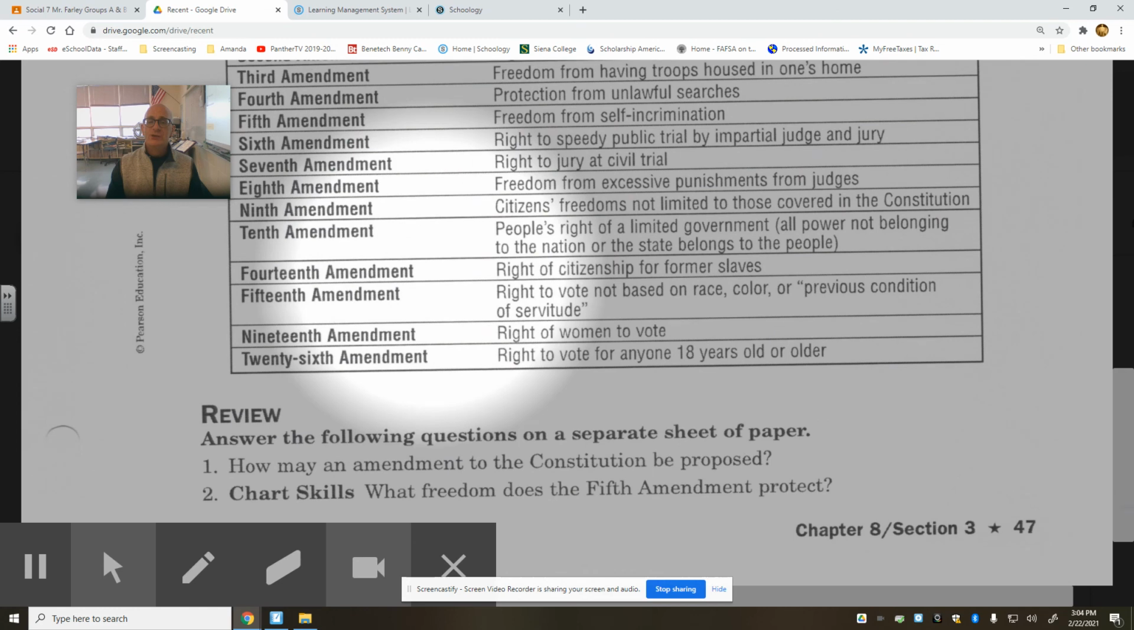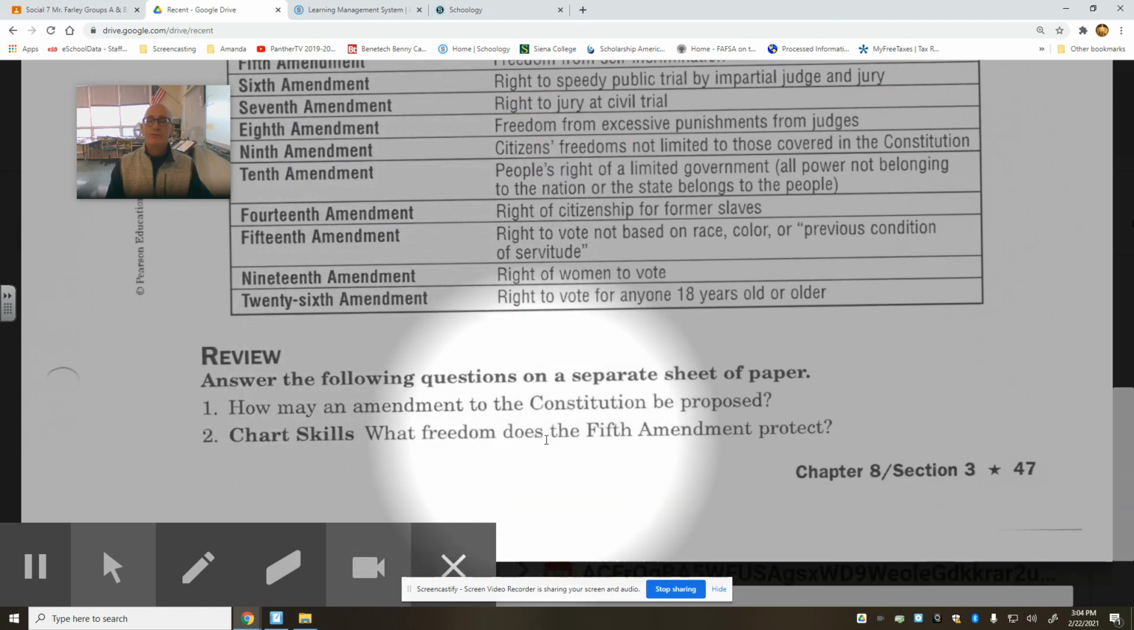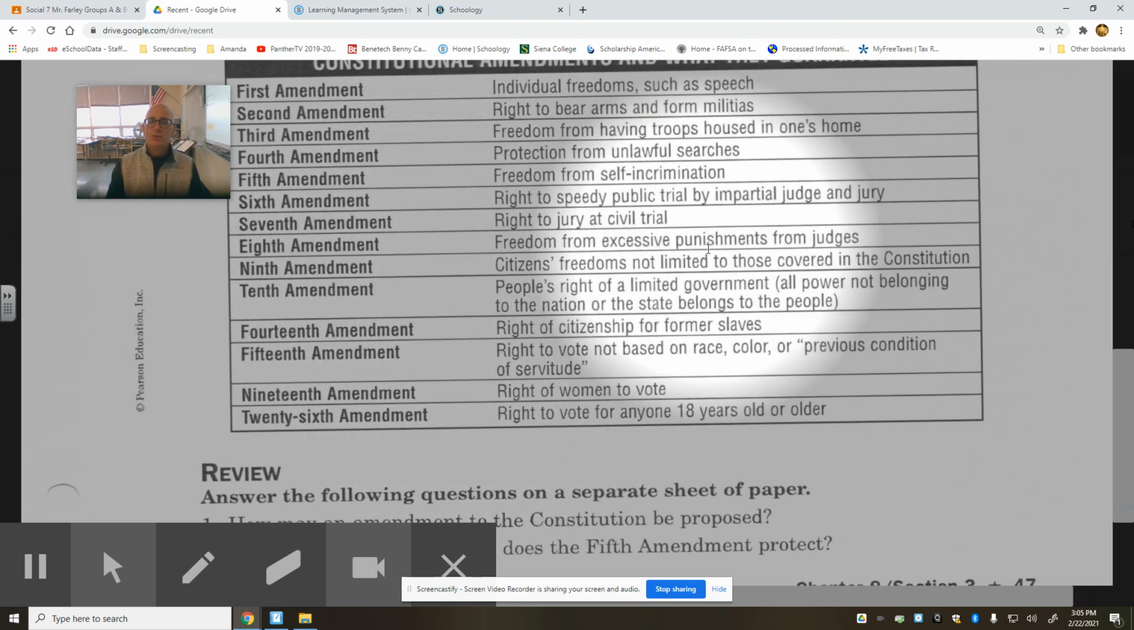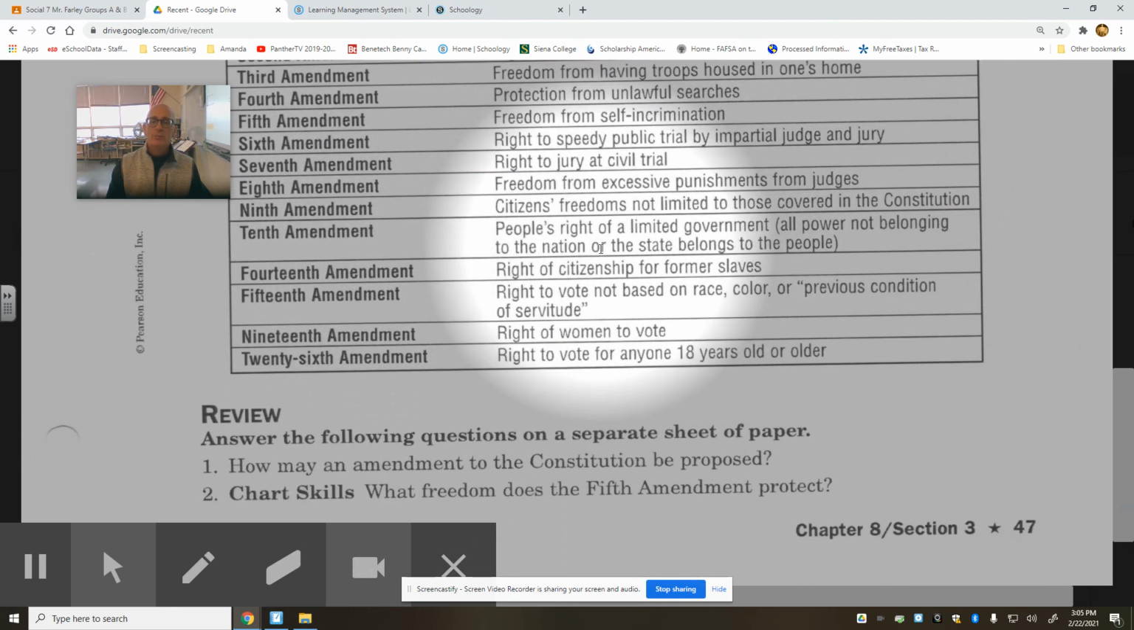And the chart question asks, what freedom does the 5th Amendment protect? You're going to refer to the chart above to answer what protection, what freedom does the 5th Amendment protect? When we return next class, we'll be looking at Chapter 8, Section 4, which is titled State and Local Governments.